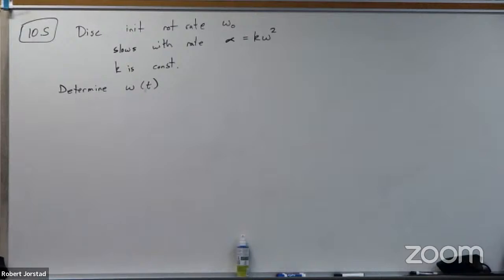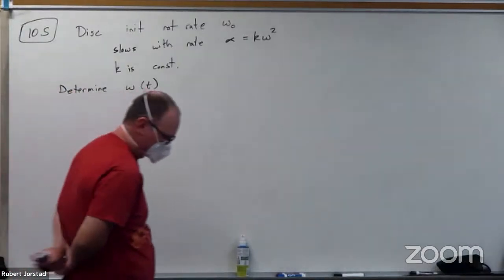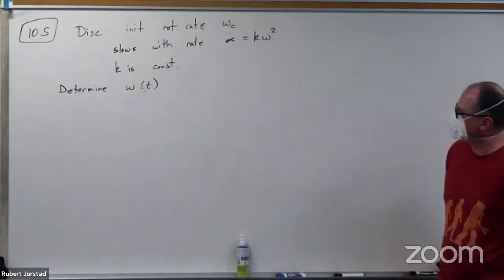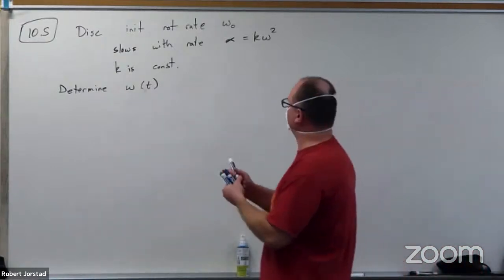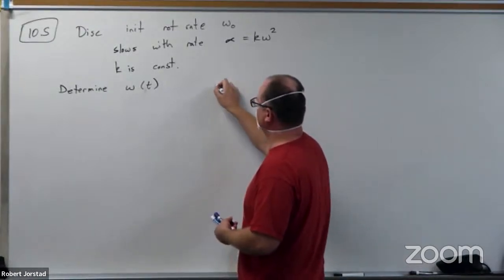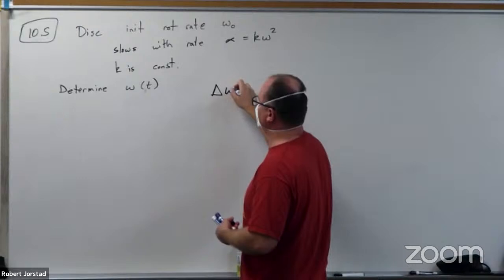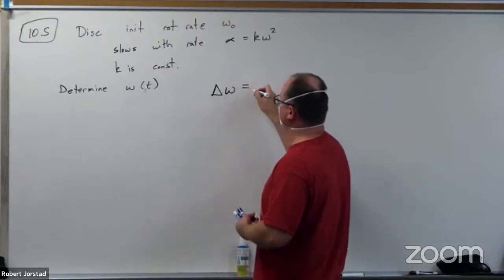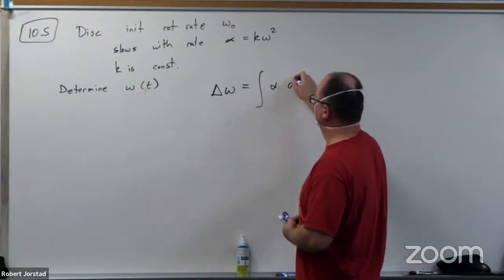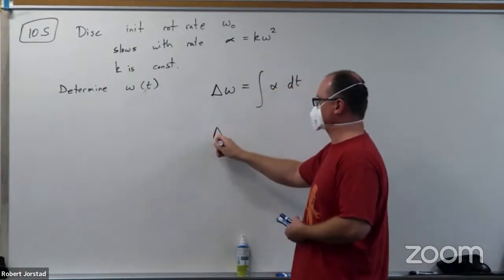How would you do that? Any ideas? You take the integral of alpha. Okay, so tell me how to do it. Tell me what I should write. Delta omega. Omega equals the integral of alpha dt. Okay, and then you plug this in, right?